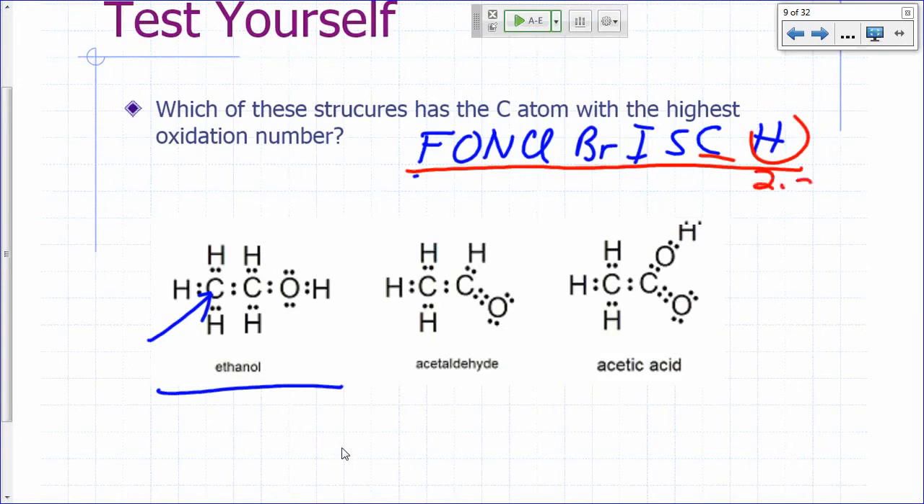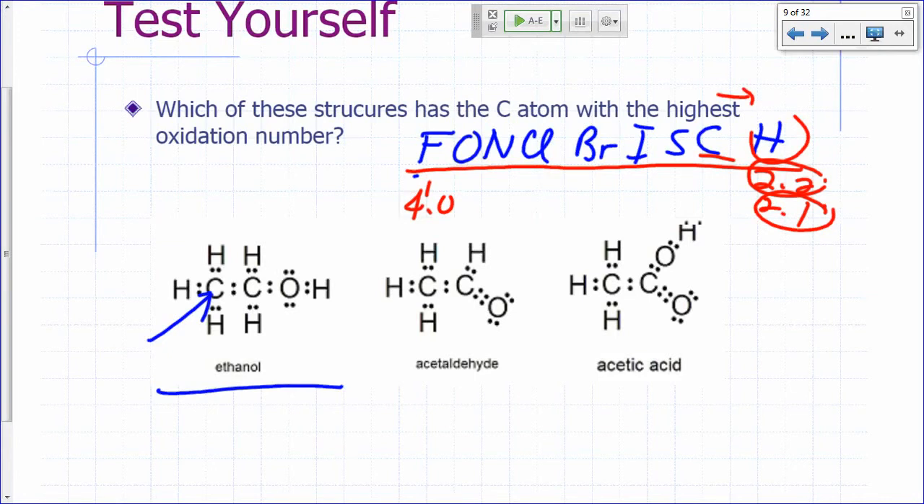This is 2.2 or 2.1 depending on which textbook you're looking at. Pauling's original number was 2.2, but in 1961 he changed that to 2.1. And fluorine, of course, is 4.0 on that scale. So those are the most electronegative atoms. So carbon is more electronegative than hydrogen.